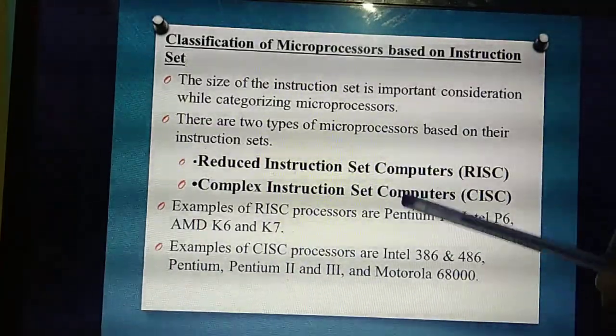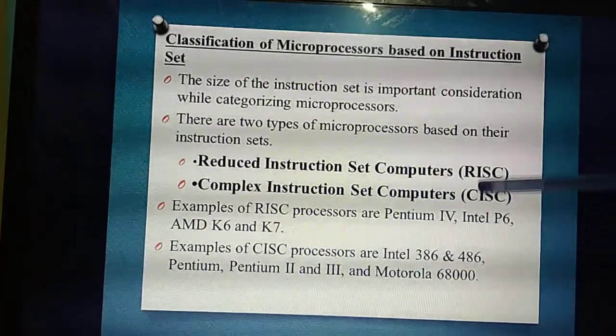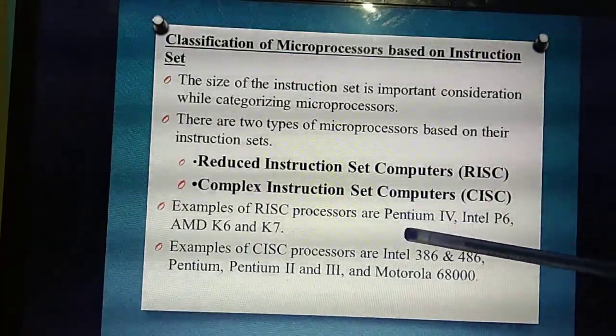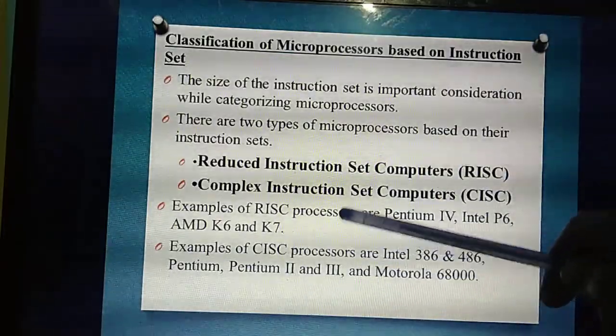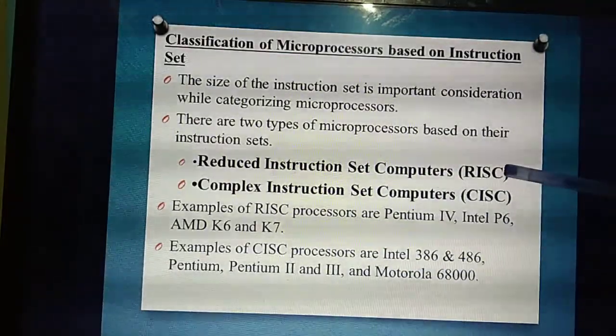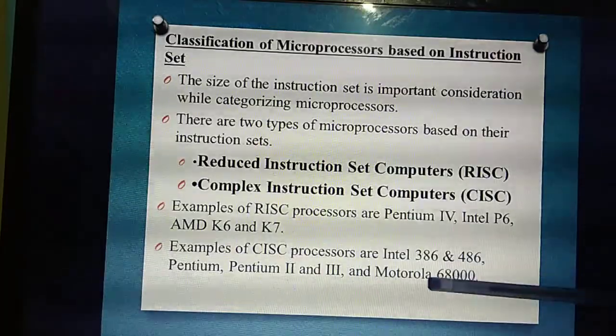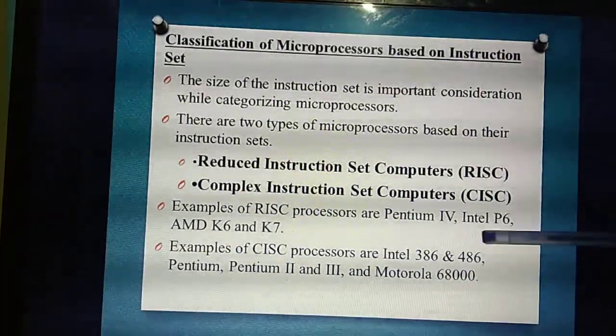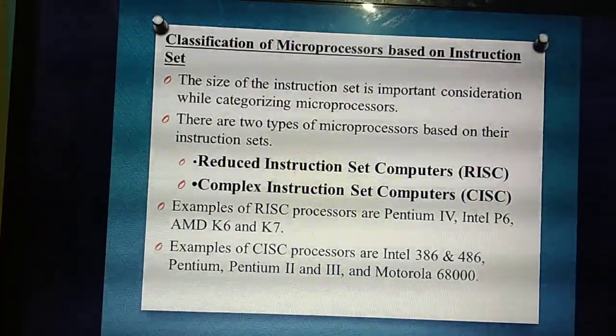There are some examples given. Examples of RISC are these, you write it. The book also gives the same examples: Pentium 4, Intel 6, AMD K6, K7. These are the examples of RISC. Then examples of CISC: Intel 386. These are all names of microprocessors they have used.